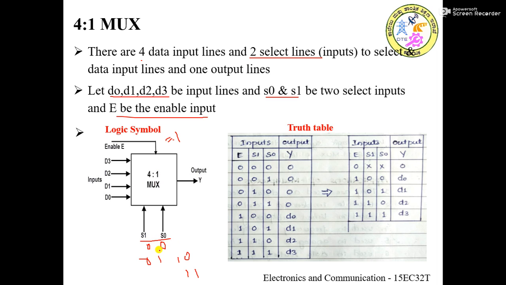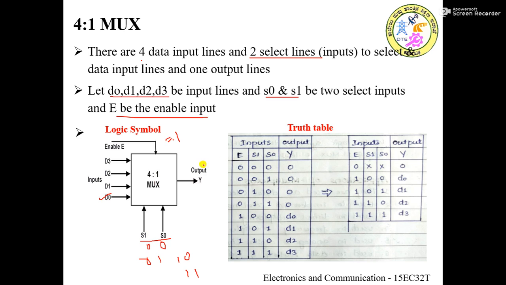First combination, with 0 0, which line should be selected? D0 is selected and the content on D0 will appear on output line Y. With 0 1, which line should be selected? The second line, that is D1 is selected and its information will appear on Y. With 1 0, third combination, the information on D2 will appear on output line Y, and with the last combination, that is 1 1, the final input line, that is D3 is selected and its information will be routed on the output line Y. Right, this is the operation, very similar to the previous case.